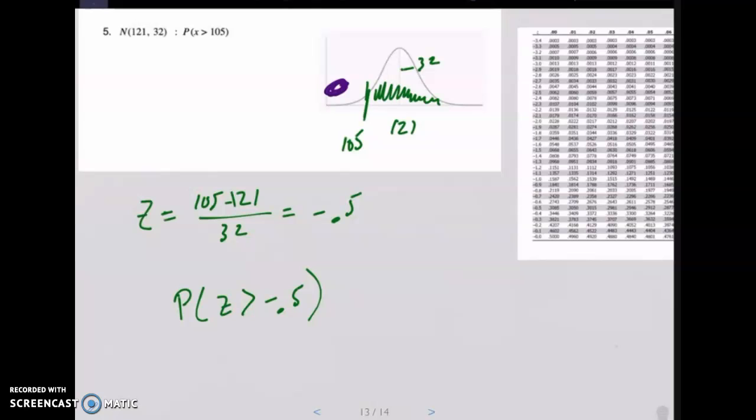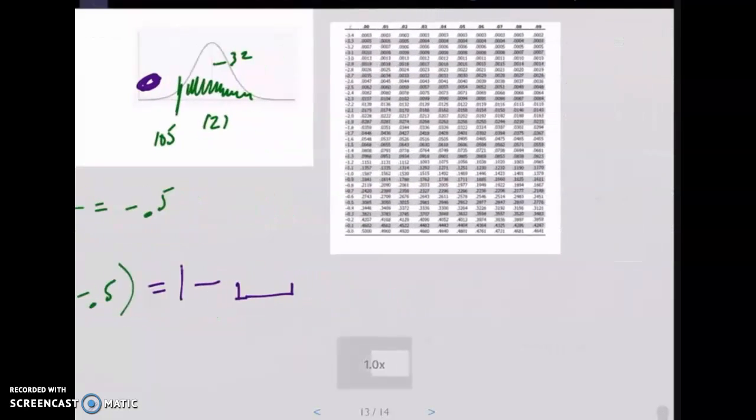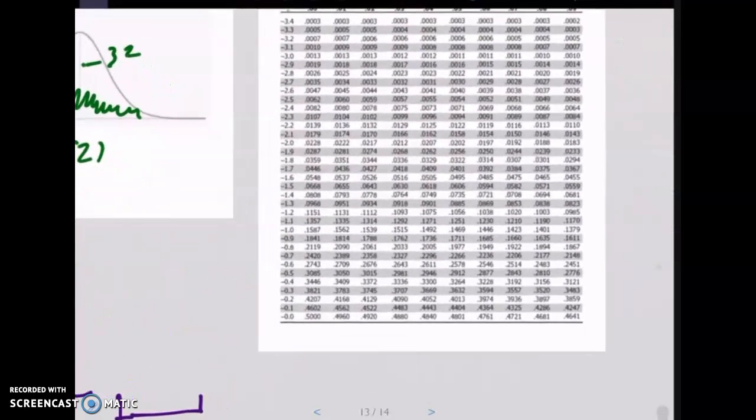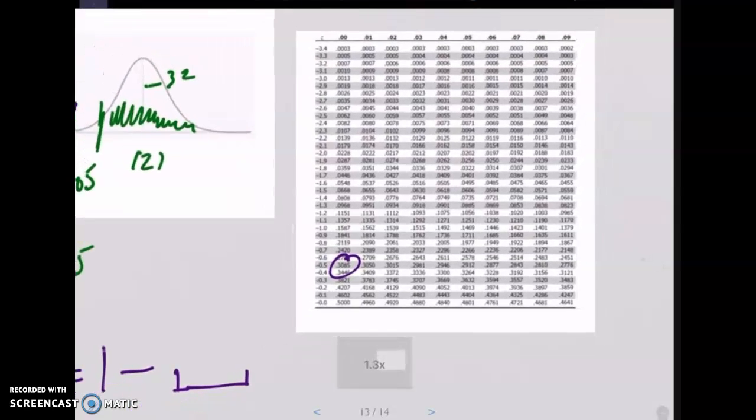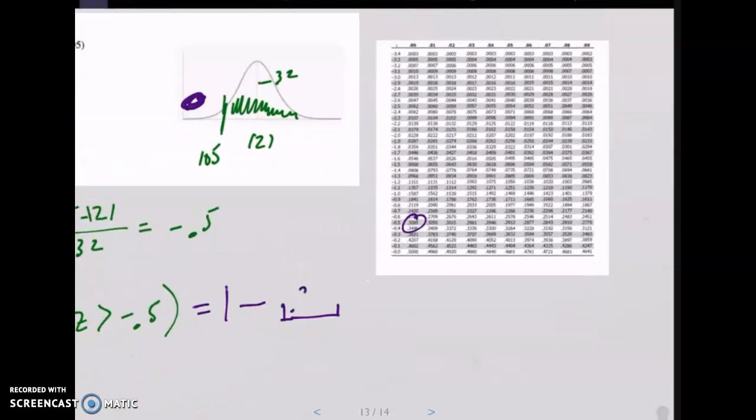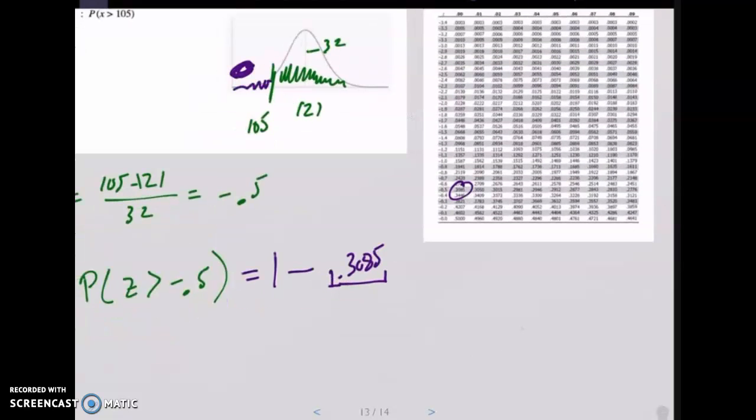So let's find the area that we need. 1 minus, we have to figure out the area underneath the curve left of negative 0.5. So negative 0.50 is going to be that number right there, 0.3085. So 0.3085 is this area under the curve. We do 1 minus 0.3085, enter, and we get 0.6915.